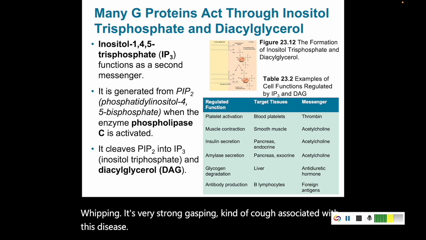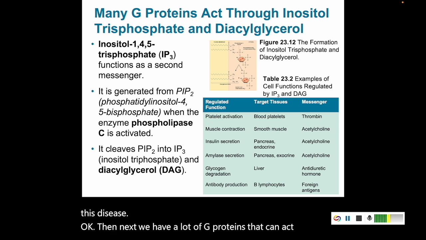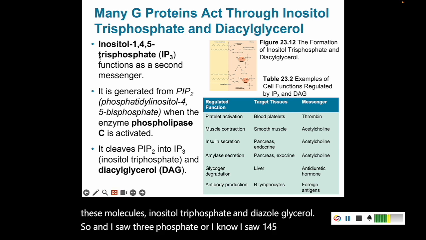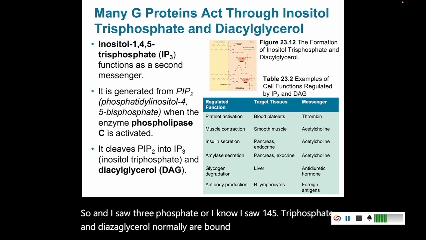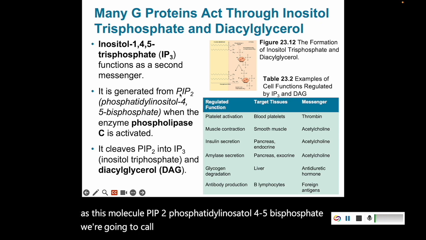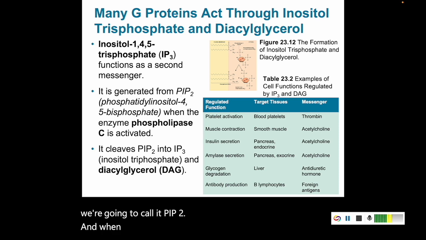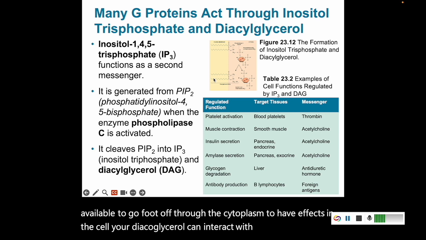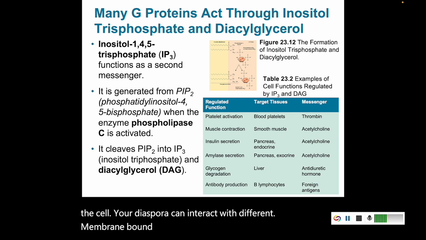Okay, then next we have a lot of G proteins that can act through these molecules, inositol triphosphate and diacylglycerol. So inositol 1,4,5 triphosphate and diacylglycerol normally are bound together in the membrane as this molecule PIP2, phosphatidylinositol 4,5 bisphosphate. We're going to call it PIP2. And when phospholipase C is activated, it's going to cleave this PIP2 into diacylglycerol and IP3. That means IP3 is now available to go float off through the cytoplasm to have effects in the cell. Your diacylglycerol can interact with different membrane-bound proteins and target signaling.